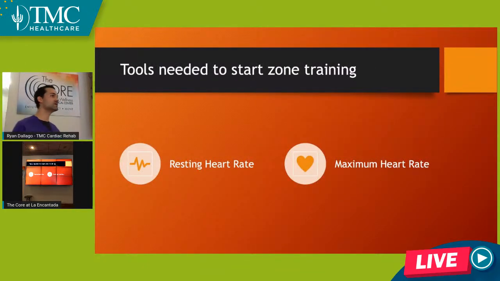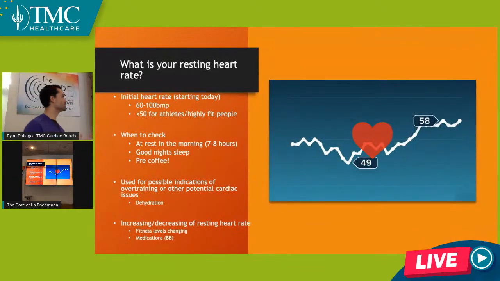Okay, 2 things that we need before we get started. We need our resting heart rate. We need our maximum heart rate. And we're going to start with the resting. What is your resting heart rate? There's a lot of factors that go into this. An initial heart rate starting today. Don't worry about the past. We're looking at about 60 to 100 beats per minute. And it's going to be about less than 50 for anyone that's an athlete or that's used to a high amount of exercise.